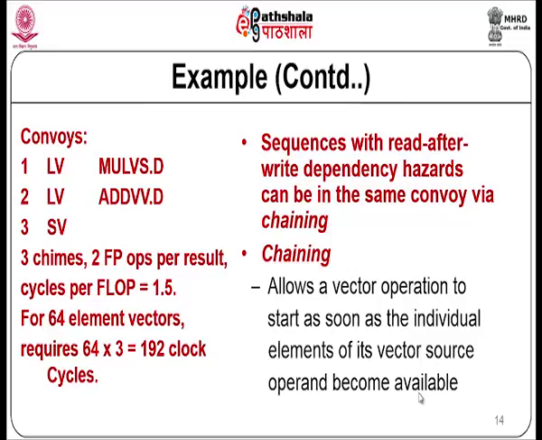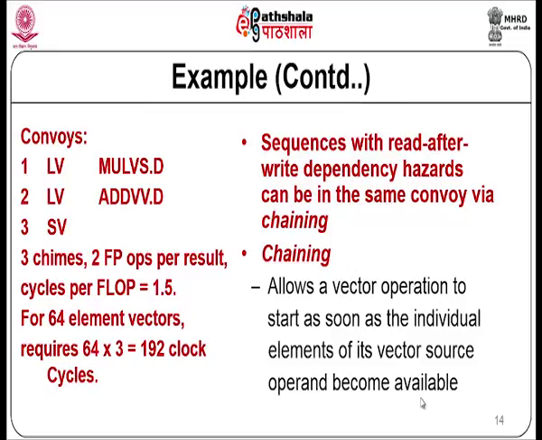But one optimization that is normally done in all vector architectures is the concept of chaining. If you have sequences with read after write dependency, as in this case, they can still be put in the same convoy by using chaining. Chaining means allowing a vector operation to start as soon as the individual elements of its vector source operand become available. So, you do not have to wait for all the operands to be loaded.